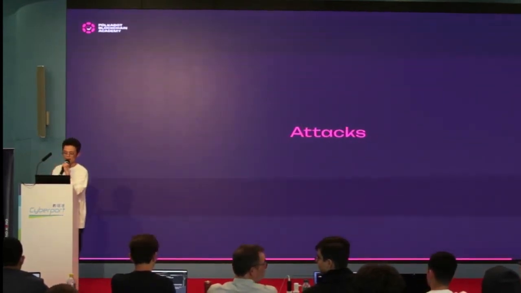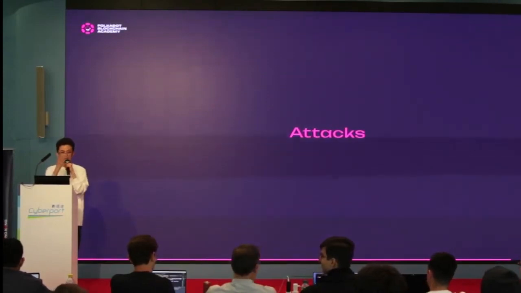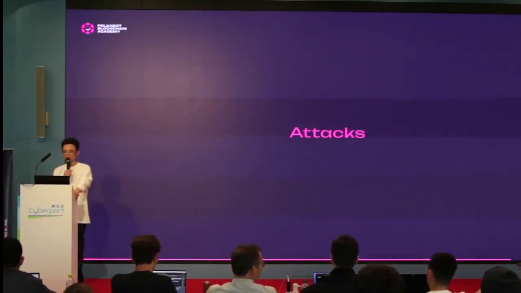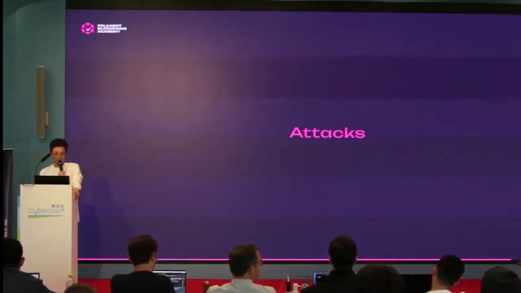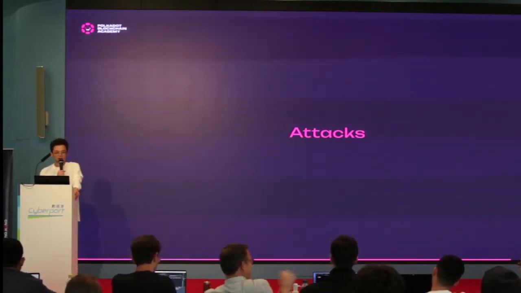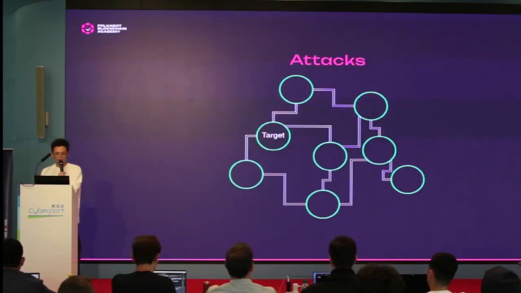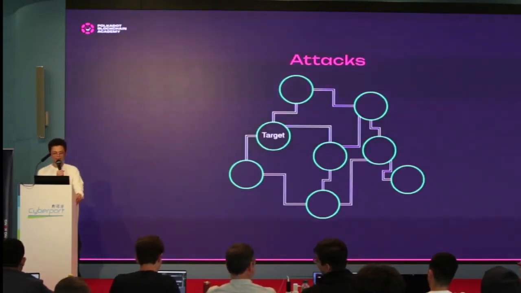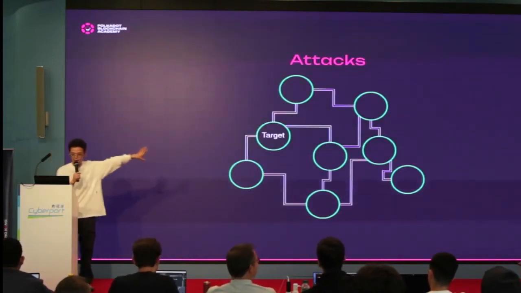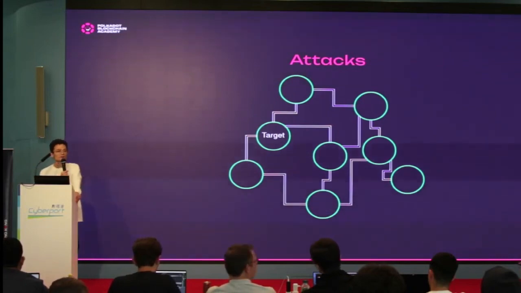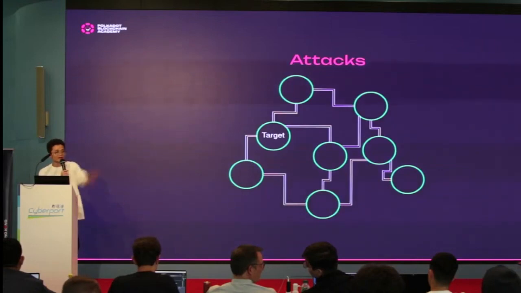And I would like to discuss attacks on peer-to-peer networks or blockchain systems. Yes, there are some attacks on decentralized peer-to-peer networks. Suppose we have an attack target, how can we attack such a node? Do you have any idea?